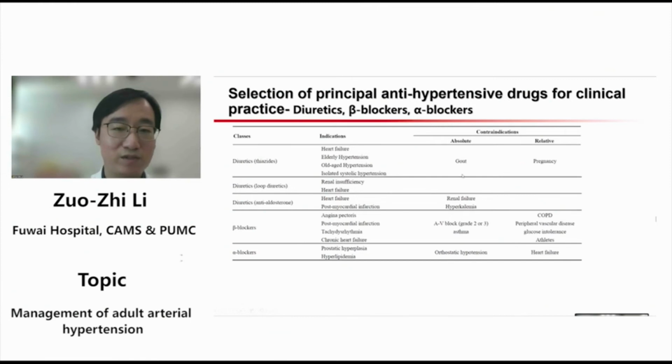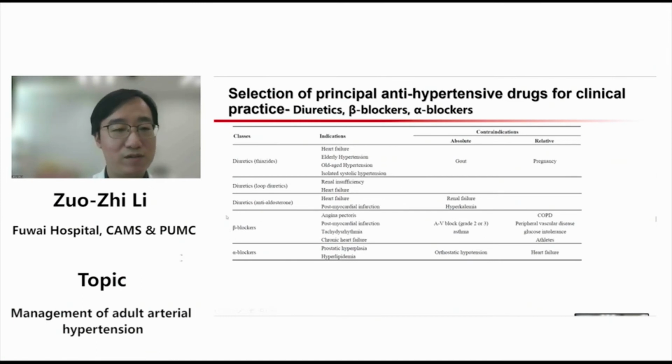In patients with gout, loop diuretics can be considered. And in patients with resistant hypertension or heart failure, anti-aldosterone diuretics can be considered, but cannot be used in patients with renal failure or hyperkalemia because it has the effect of increasing the blood potassium level.